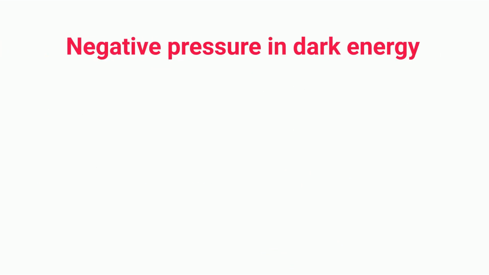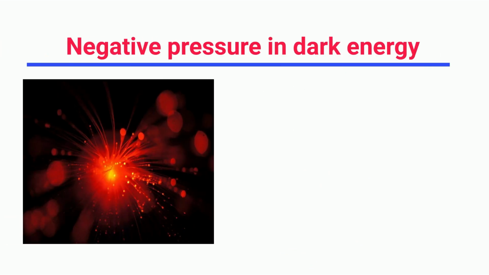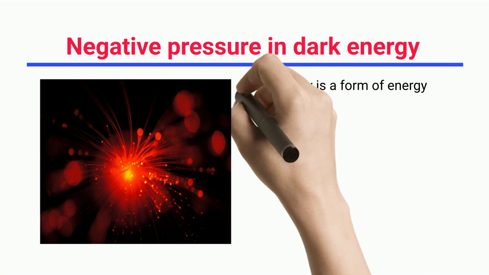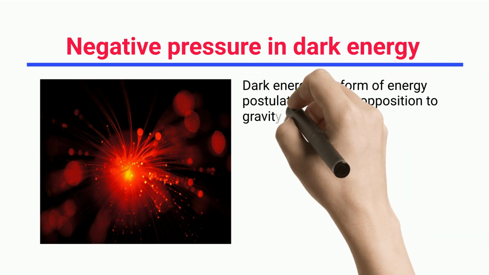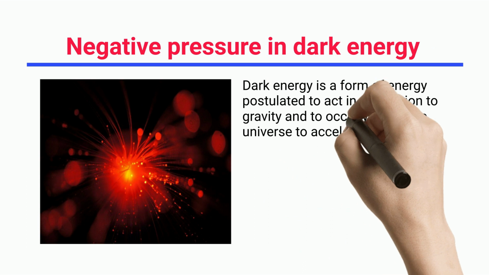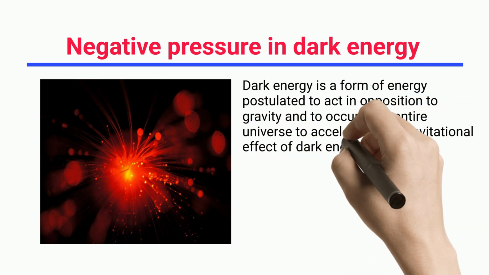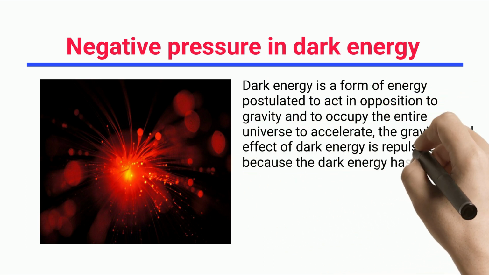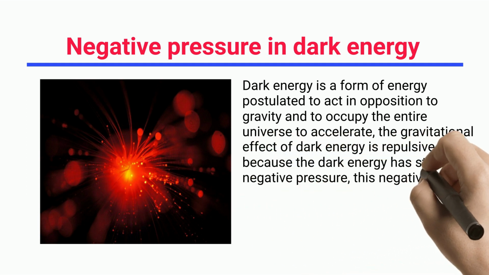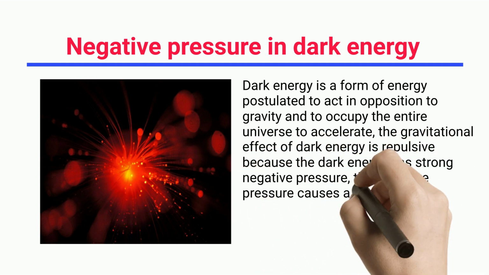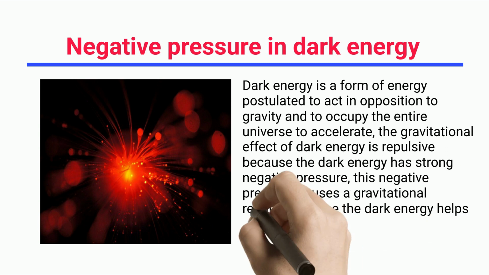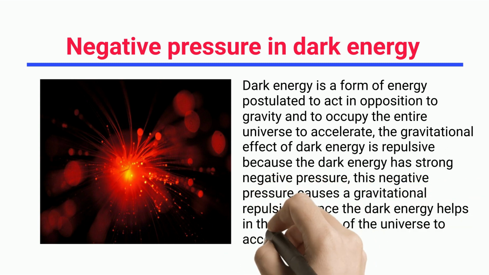Negative pressure in dark energy. Dark energy is a form of energy postulated to act in opposition to gravity and to occupy the entire universe to accelerate. The gravitational effect of dark energy is repulsive because the dark energy has strong negative pressure. This negative pressure causes a gravitational repulsion, hence the dark energy helps the expansion of the universe to accelerate.